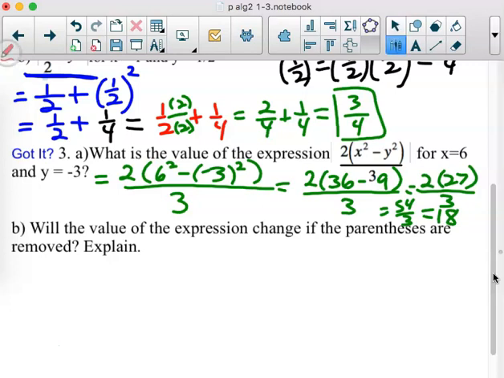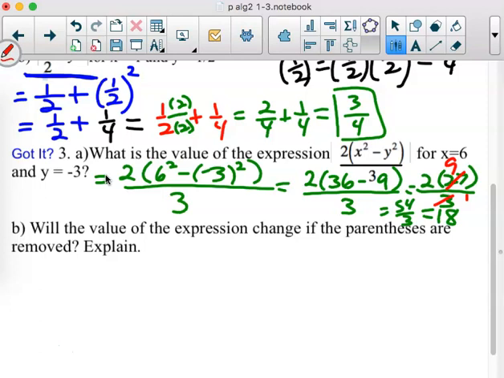Like I said, you could do some canceling right there. And that would leave you a 1 on the bottom. Canceling is a form of division, so you're dividing both the numerator and the denominator by 3. And then you'd have 2 times 9 is 18.